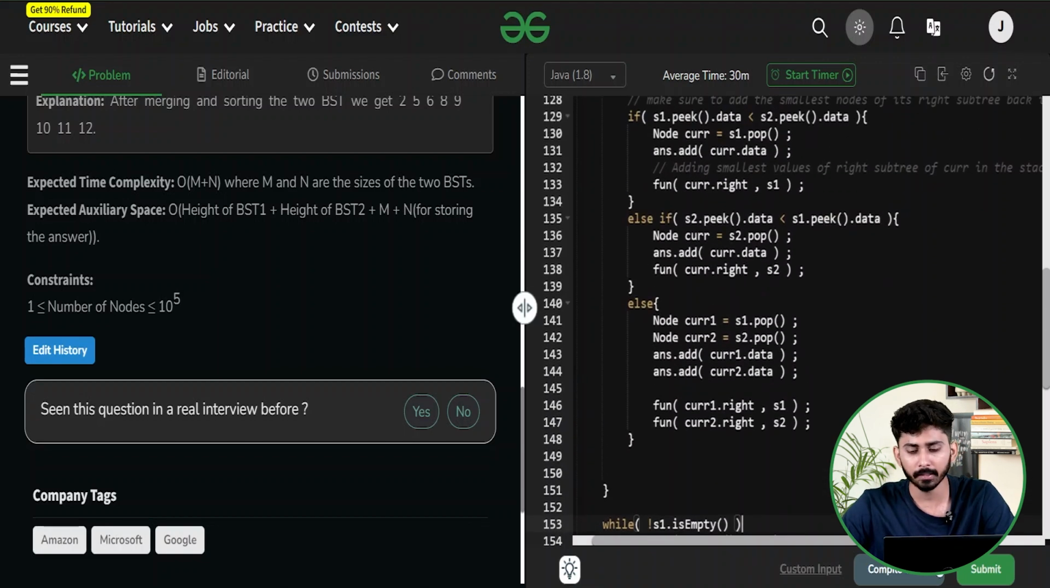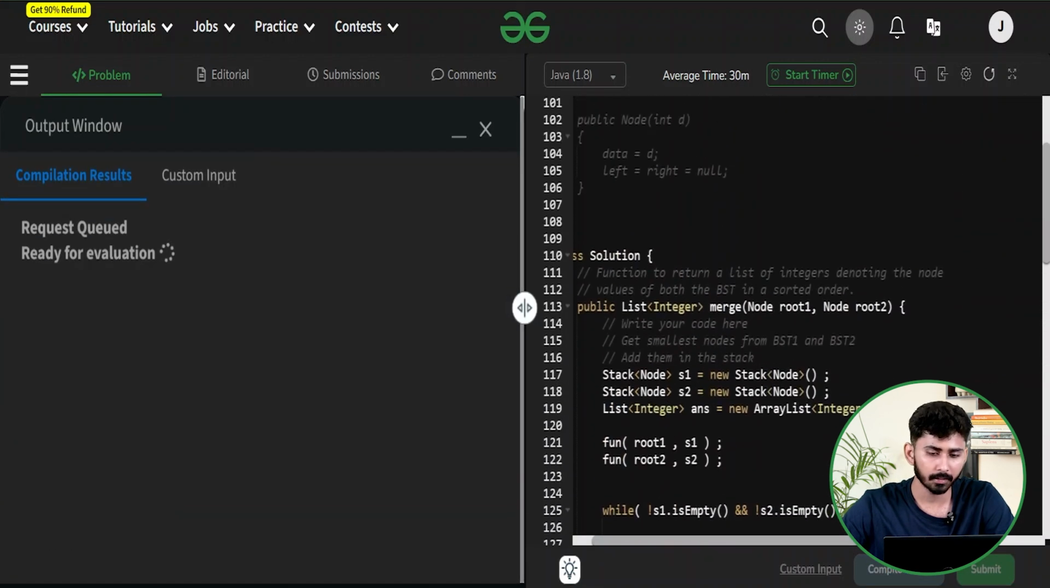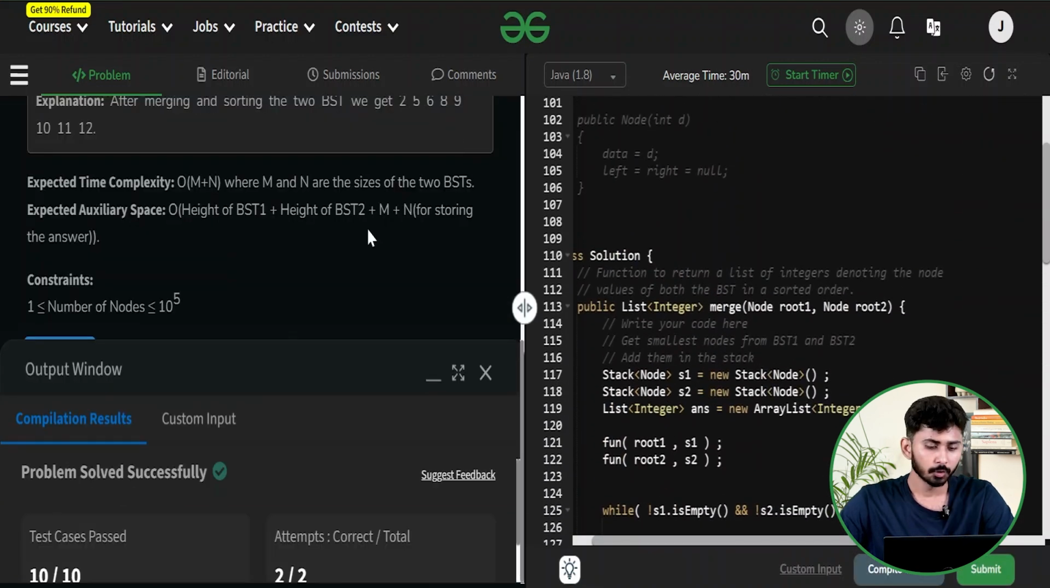So now let's try to submit this approach and let's basically solve this question. So we can see that the problem has been successfully submitted, and the time complexity of this approach, as mentioned, is order of n plus m, and the space complexity, as observed, is height of the BST1 and BST2. And for storing the answer, order of n plus m.